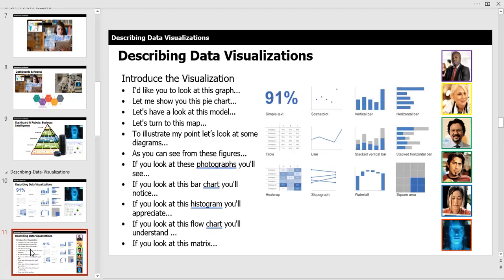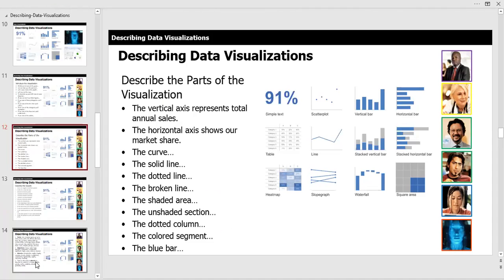Obviously you're going to go off, do analysis, come back with results, and then you're going to need to communicate those results. There are really three parts to it: introducing the visualization, and describing the parts of the visualization. Every one of these visualizations has different parts, and you're going to describe them.